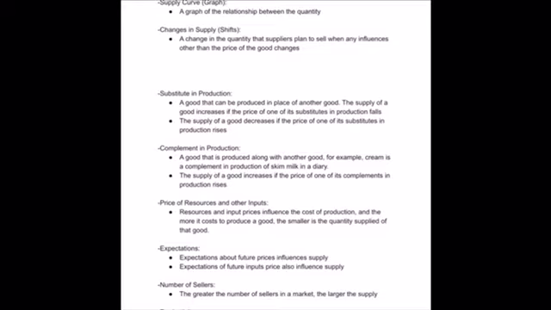Expectations about future prices influence supply. If you know that you're going to increase the price of the product in the future, you might produce more now because it's cheaper, so more people will buy, whereas in the future it'll be more expensive and fewer people will buy. Expectations of future input prices also influence supply. If you know that the materials you're buying right now will increase in price, you're going to buy way more now so that in the future, when the price is higher, you're saving money.